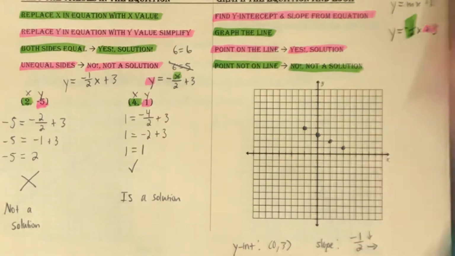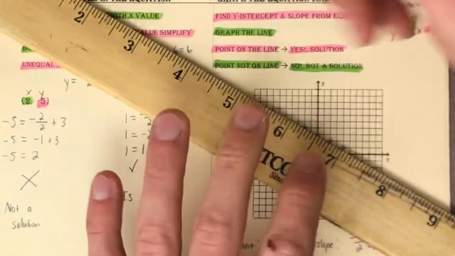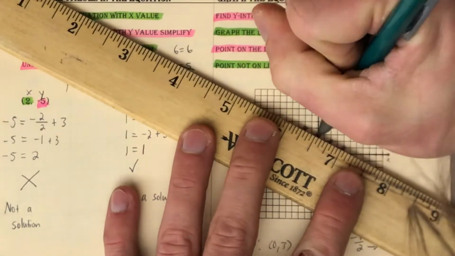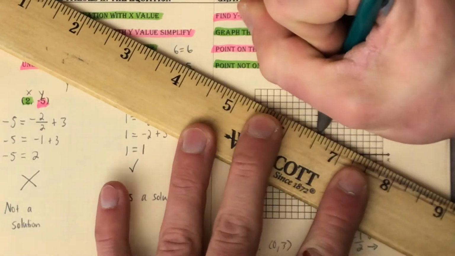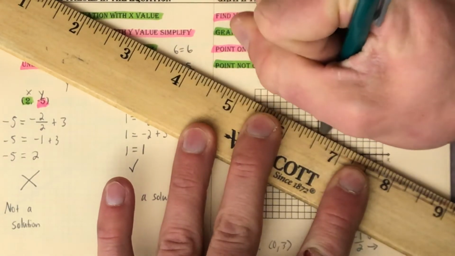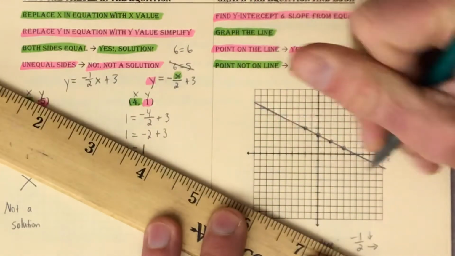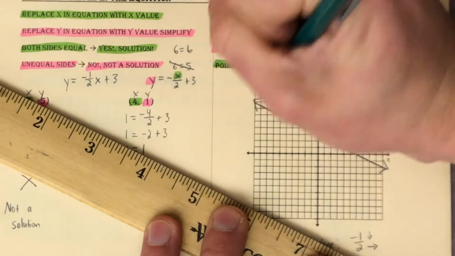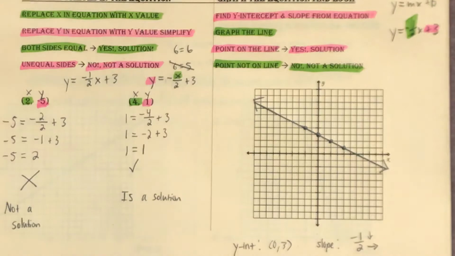So once I've got my minimum 3 points, then I need to actually graph the line. Take my ruler, nice and straight, line it up as best I possibly can, and draw my line all the way across the graph with arrows at each end. And again, we want it to be as precise as possible on this one because we're looking to see if points fall on the line.